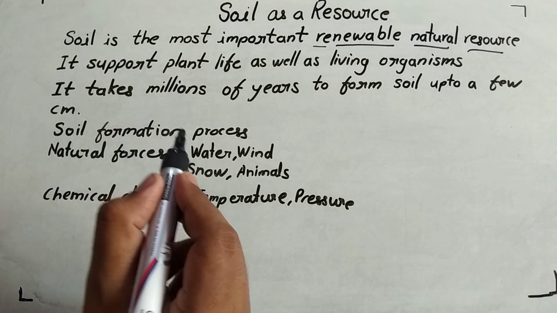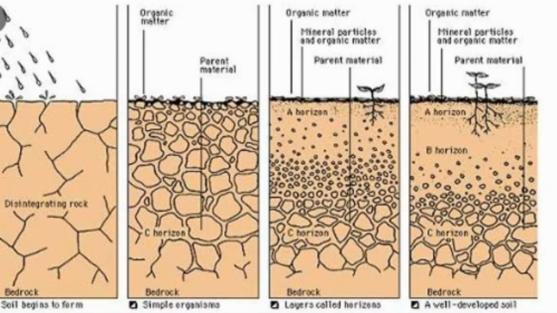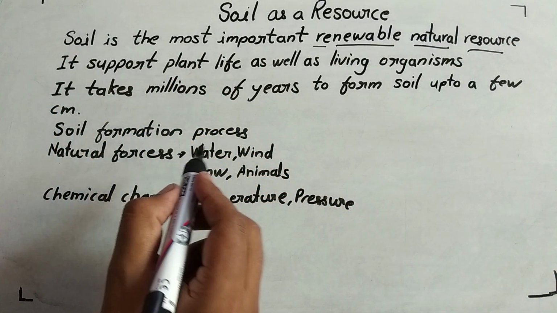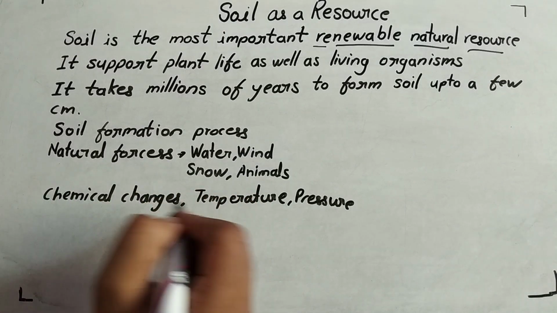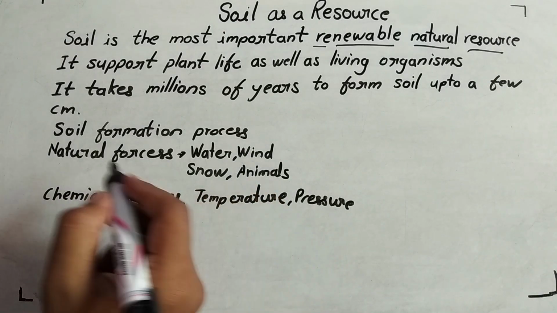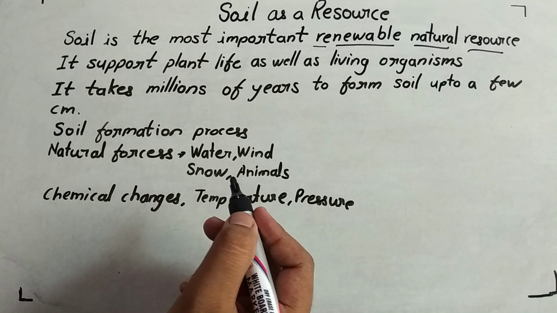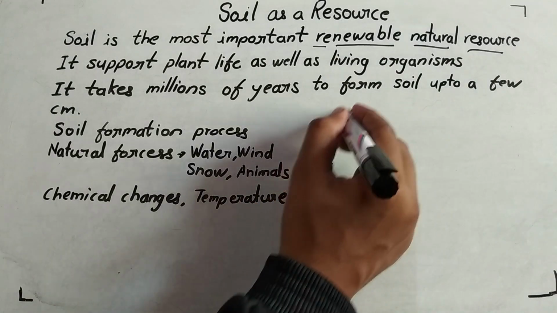Now we will look into how soil forms. How exactly does soil form? The soil formation process is a natural process involving water, wind, snow and animals, chemical changes, temperature and pressure. But where is the soil coming from? That is one of the biggest questions. The soil is coming from the rocks.